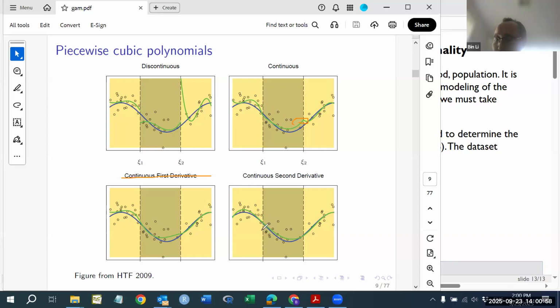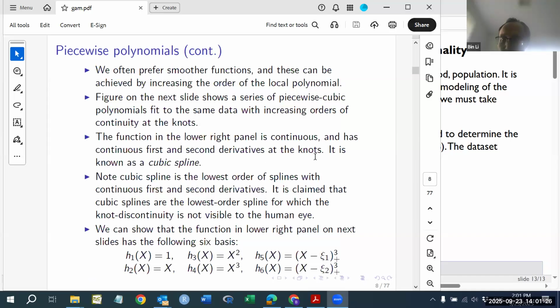But this one is much better. This one has a continuous second derivative. So it is continuous in the f function itself, as well as the first order derivative and the second order derivative. Okay, so you may ask, how do we get that continuous second derivative? Still not difficult. It's a similar idea as before.